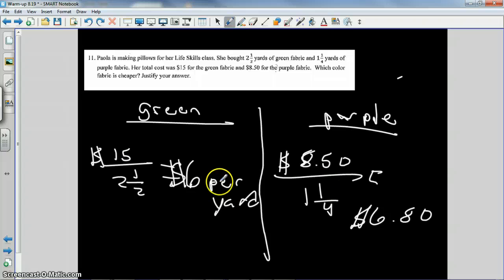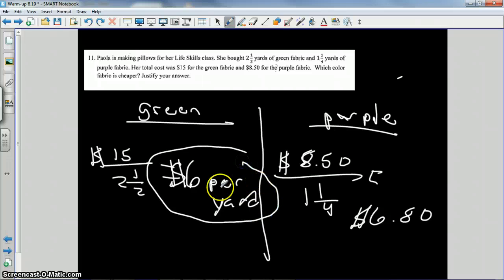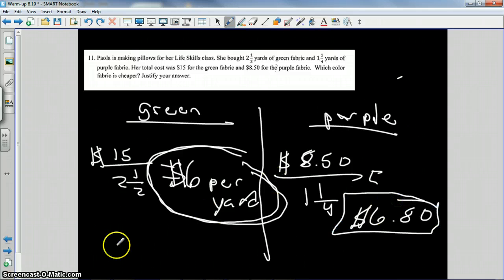Right. And this is an example of, this one was less money overall, but per yard, this one was less money. And that's what really matters when you're trying to find which is cheapest. Not the overall price, but per yard, which one's cheaper. And it's this one. It's $6 for every yard here versus $6.80 per yard here. So the cheapest fabric per yard, which is what matters, is the green. Green is cheaper.